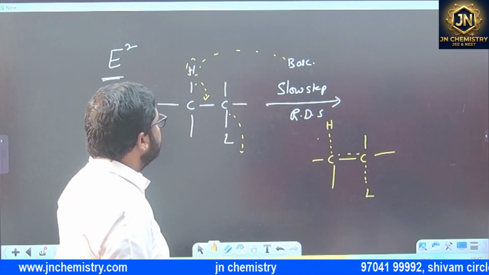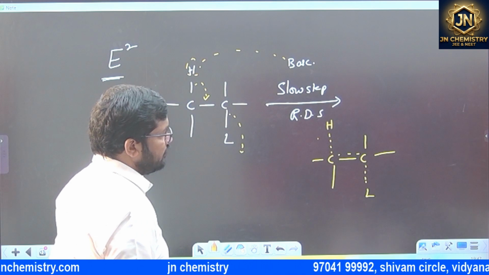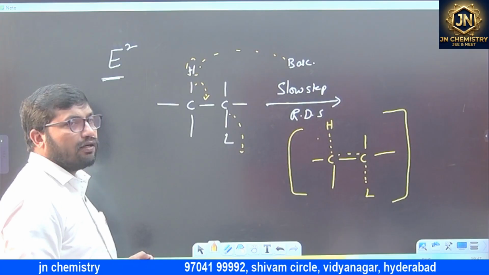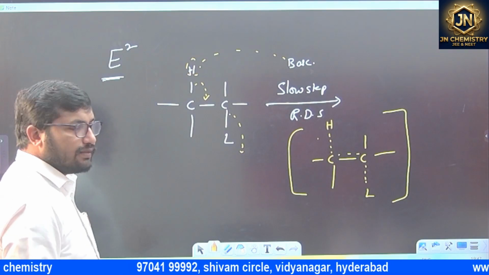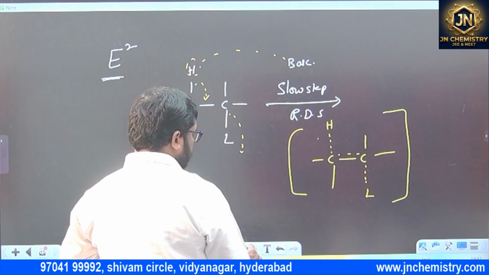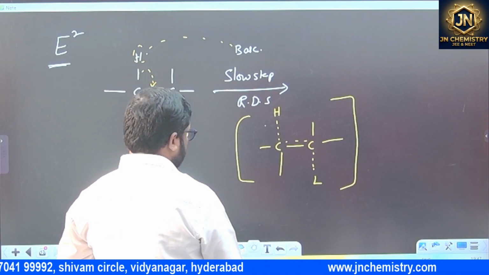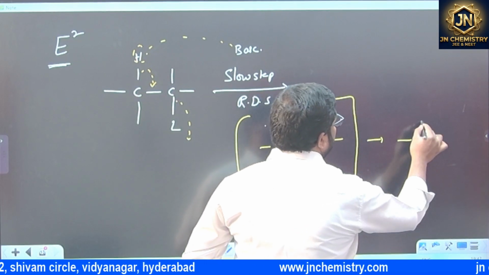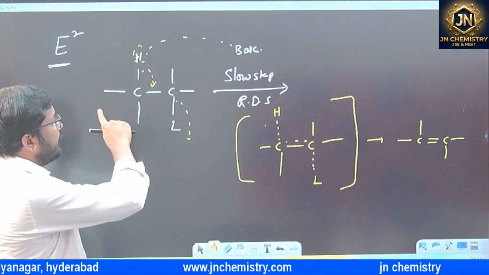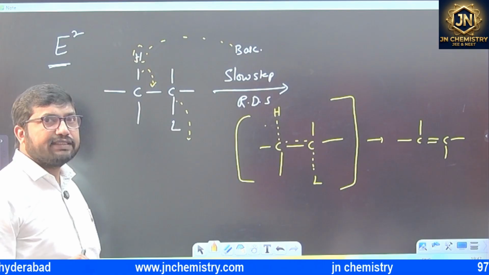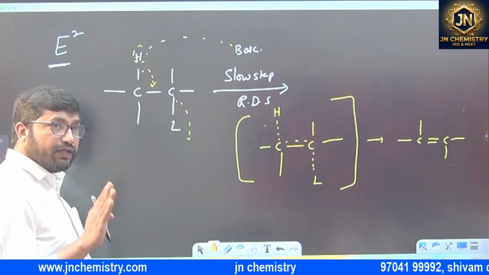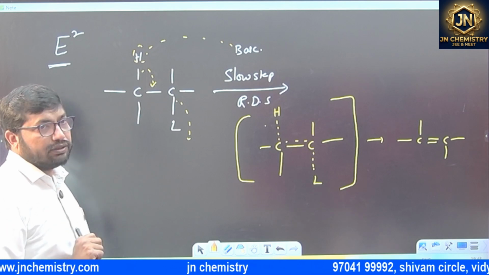This we could call an incipient alkene, or baby alkene. Then afterwards the alkene is forming, of course. What we need to understand is that the hydrogen and leaving group go simultaneously, whereas in E1, first the leaving group goes out, then afterwards the hydrogen.